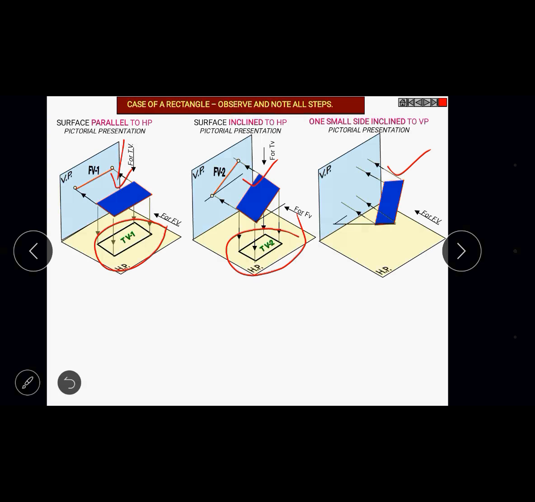So it is seen in an inclined position with reference to both HP and VP. Therefore, both the top view and front view will be an irregular shaped lamina. The top view is similar to the irregular shaped lamina we got in the second top view. The same top view we will get in the third step.